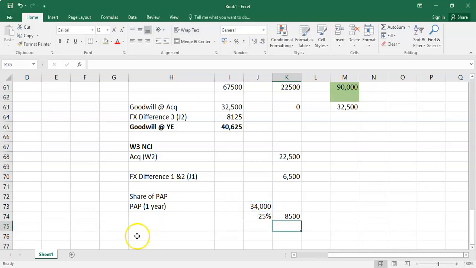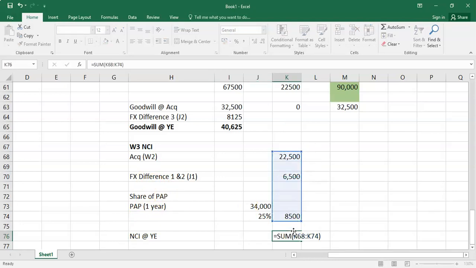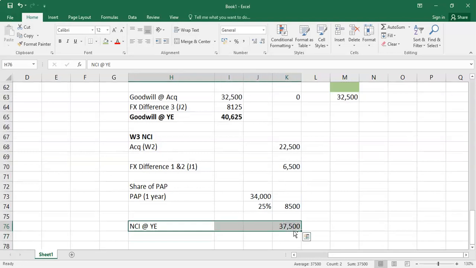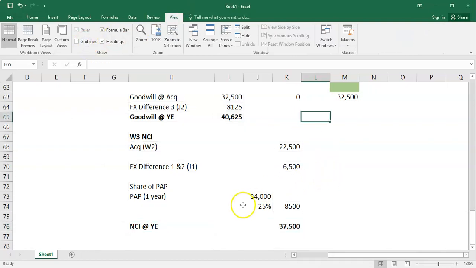which is 8.5. So your NCI at the year end, which is very similar to what you've done in any other working, only that you have a bit of work to get to the right figures. You're going to add them all up. And the NCI at the year end is 37,500. Similarities, but it's just a matter of making sure you're happy enough with where the figures are coming from.